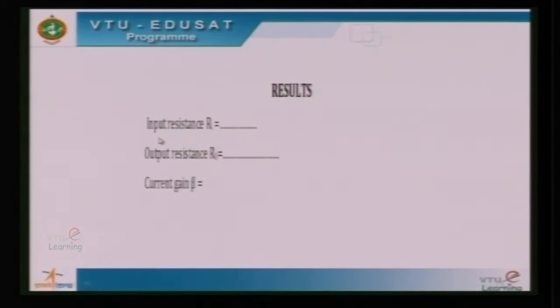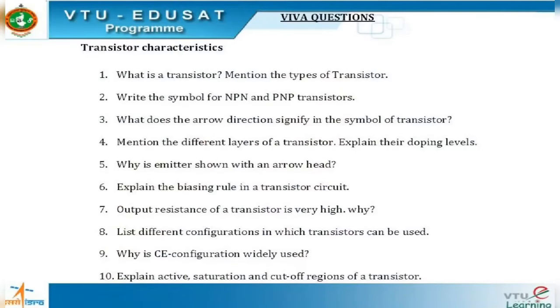So, results and calculations are tabulated. The result of this particular experiment is listed as input resistance of the order of 500 ohm, output resistance of the order of 2 to 5 kilo ohms, current amplification factor or current gain beta is nearly 200. The probable viva questions of this experiment are listed as shown in the slide.